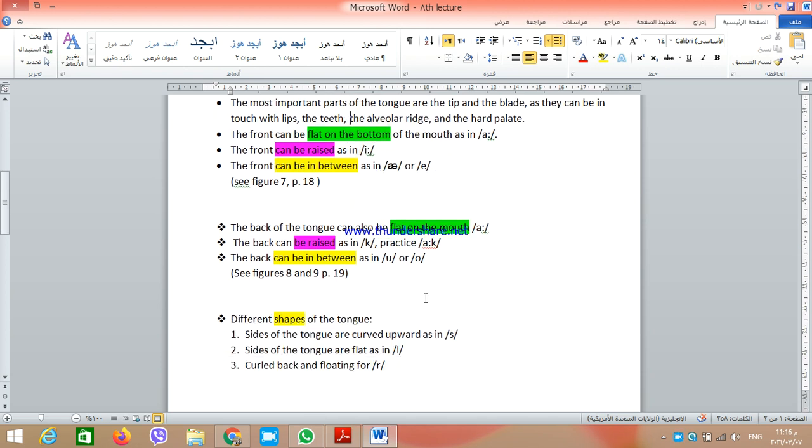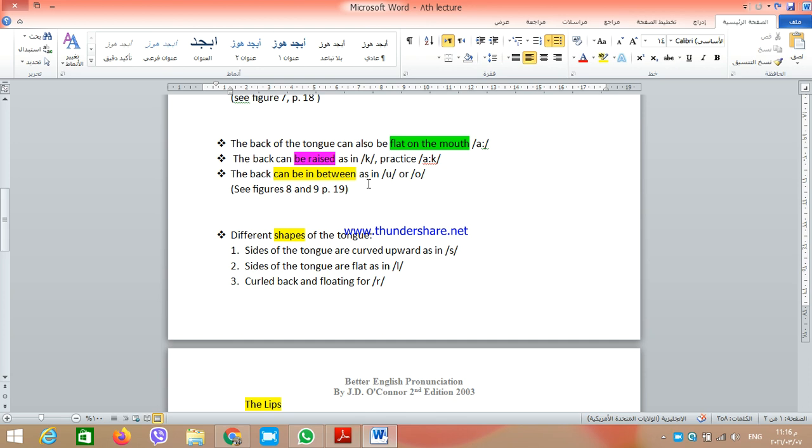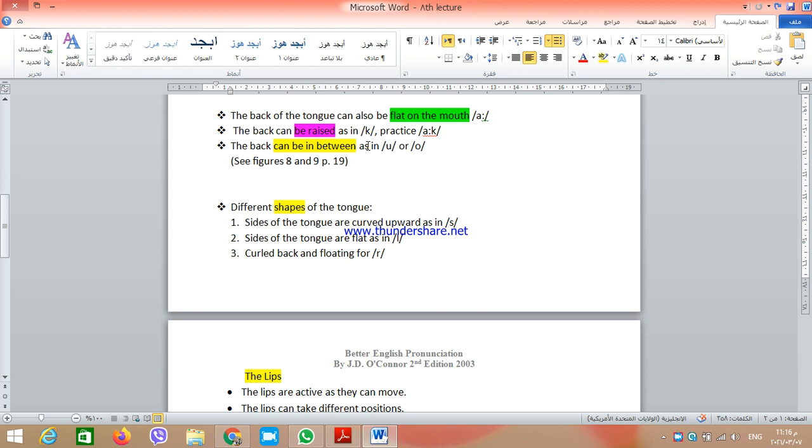Okay, now this is for the front part of the tongue. For the back part of the tongue, we have also the same degrees. We have either the back is flat, that is low inside the mouth, as in ah. The back of the tongue as well as the front are both in a flat, low position.